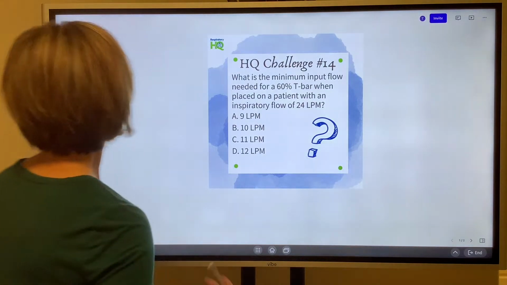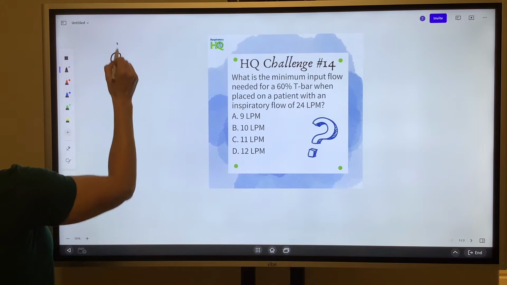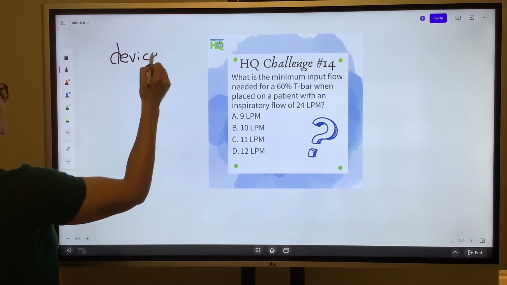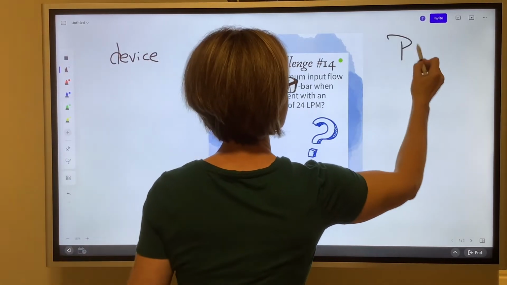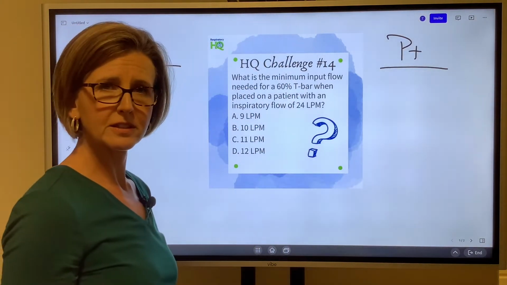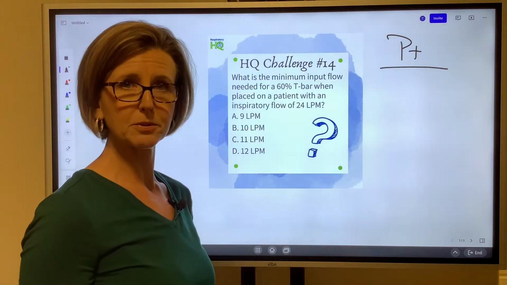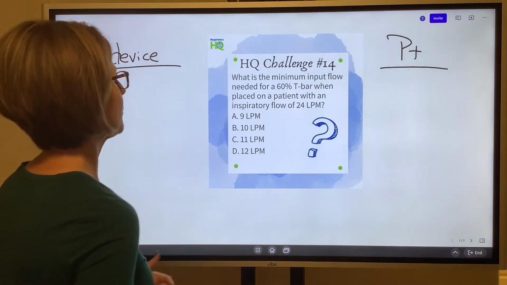All right, so I usually talk about this two separate ways. So we've got the device, and then we've got the patient. This is designed to run as a high flow system, which means the device has to exceed the patient's inspiratory needs. All right, so we do the magic box.